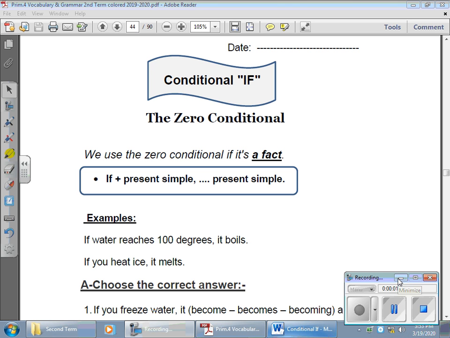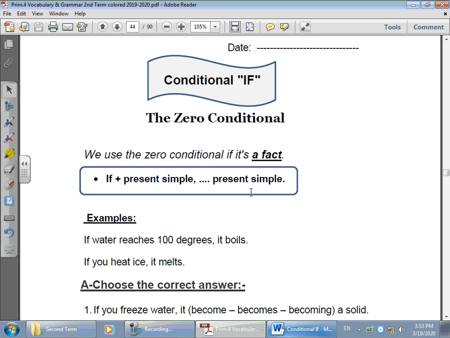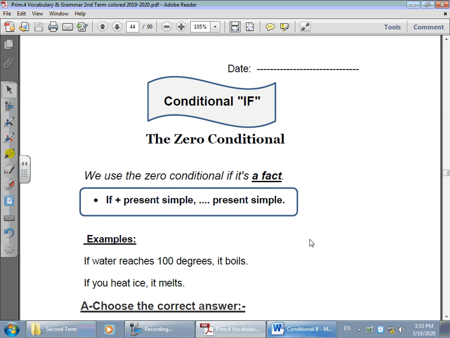Students, today's lesson is about if conditional. When could we use the word if? We have the zero conditional and the first conditional. Let's explain exactly what the zero conditional is.